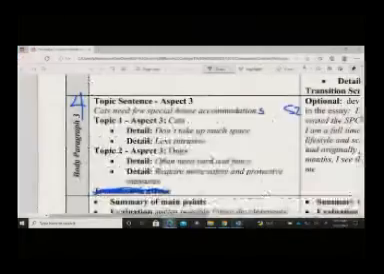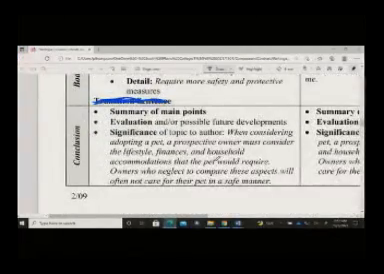So when we go back over and look at the PDF, we come up to the conclusion, which is the summary of the main points. You can have an evaluation or possible future developments, or the significance of the topic to the author. I like what they said: When considering adopting a pet, a prospective owner must consider the lifestyle, finances, and household accommodations that the pet would require. Owners who neglect to compare these aspects will often not care for their pet in a safe manner.